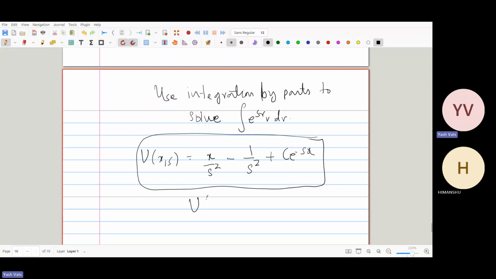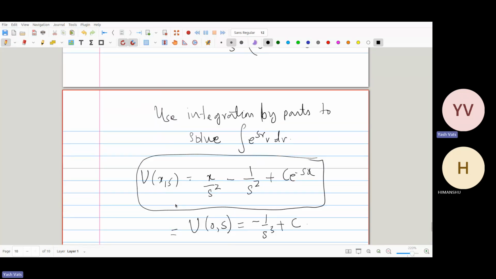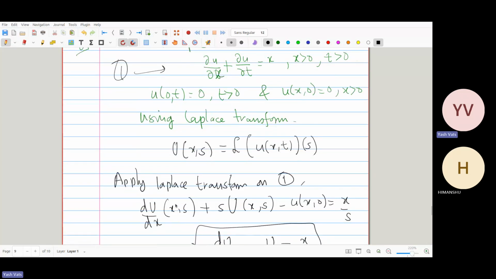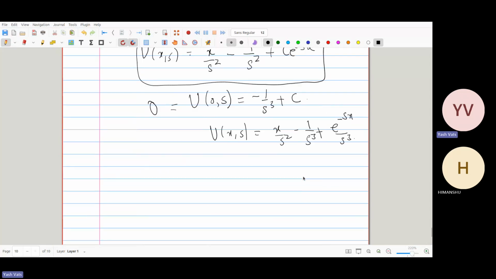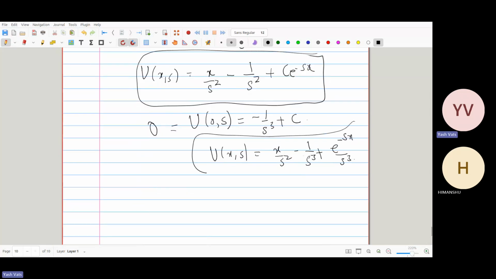So what is U(0,s)? Which is minus 1 by s cubed plus C. And U(0,s), capital U(0,s), what is it? That is the Laplace transform of this, which is 0, so you just take 0. So U(x,s) is just x by s squared minus 1 by s cubed plus e to the power minus sx by s cubed. Okay, so this is your capital U(x,s).